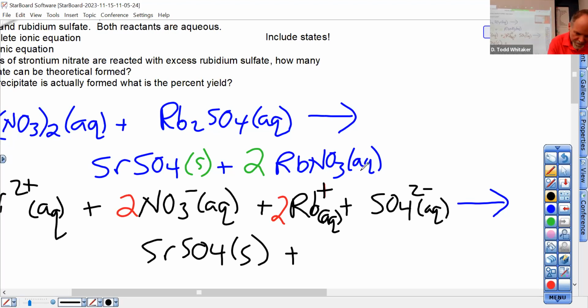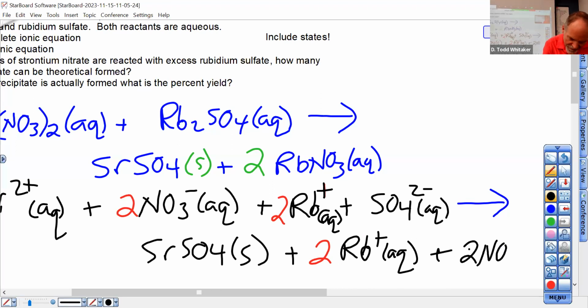How many rubidiums? 2 rubidiums. You can check your work. If you did your work properly, balanced before is balanced again. All right. How many nitrates when you're done here? 2 molecules. Each molecule has 1 nitrate. 2 nitrates. All right. 2, not 3. There. 2. And how do you say it's dissolved in water?